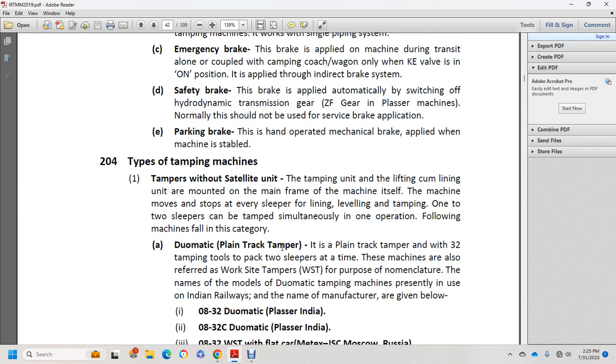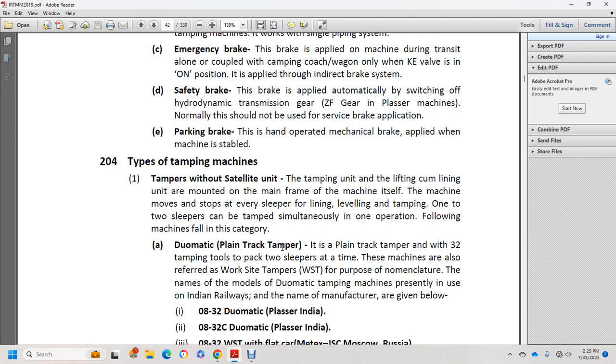Types of tamping machines. Tampers without satellite: the tamping unit, lifting-cum-lining, is mounted on the main frame of the machine itself. The machine moves over the top of every sleeper for aligning and leveling, and one or two sleepers can be tamped simultaneously in one operation. This falls into the category of the pneumatic plain track tamper.